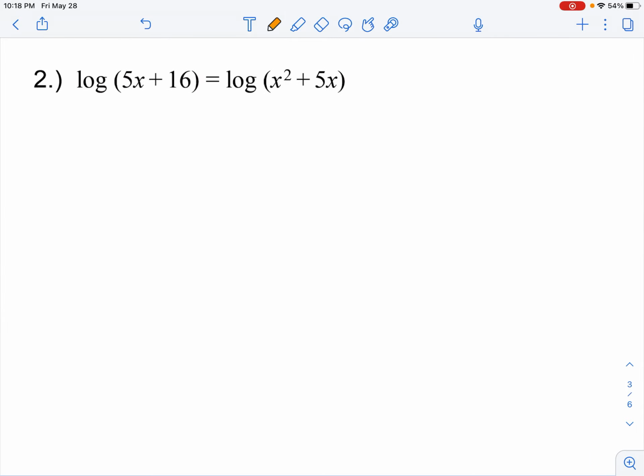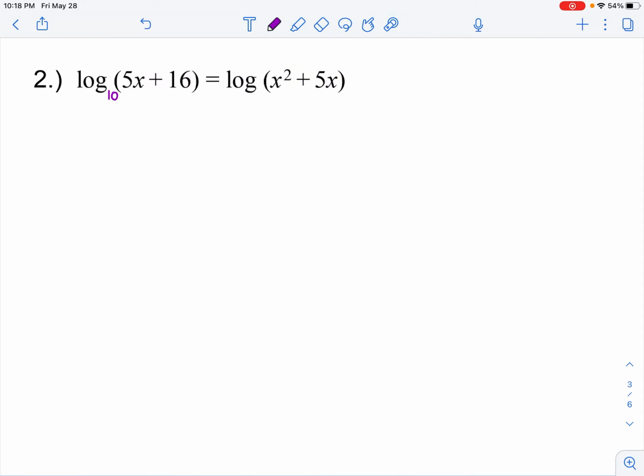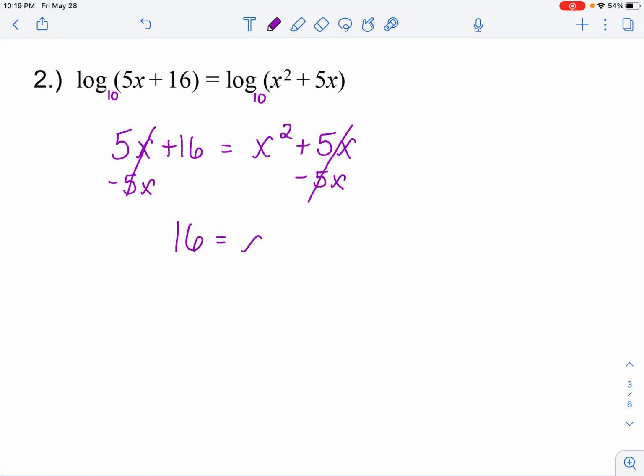All right, problem number 2. Now I want to remind you, this is not a typo. This logarithm doesn't have a base. This is the same thing as having log base 10, but it's not really necessary to write that. Because the bases are the same, the arguments must be equal to each other. So 5x plus 16 is equal to x squared plus 5x. All right, if I subtract the 5x's here, they cancel off completely. So those will both be gone. Okay, and I'll be left with 16 is equal to x squared.